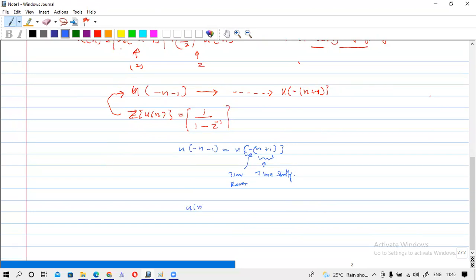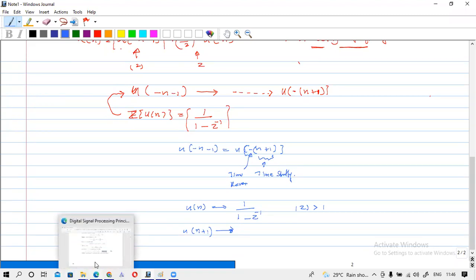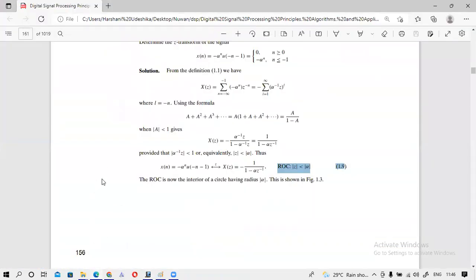So I have un. The Z transform of un is 1 over 1 minus Z minus 1. So what is the Z transform of un plus 1? Here Z is greater than 1. What is un plus 1? Can you remember the time shifting property?